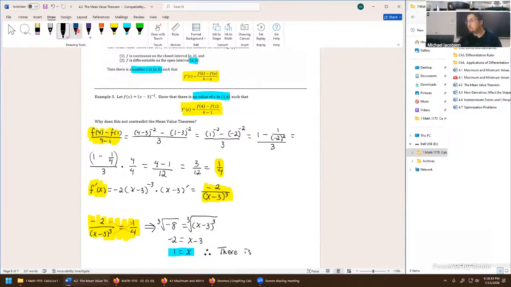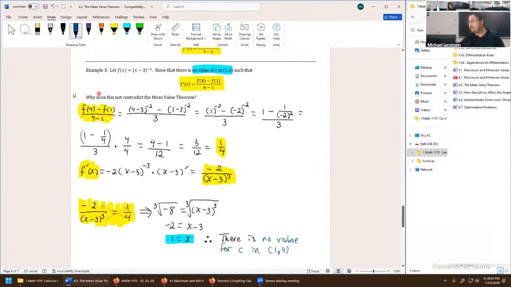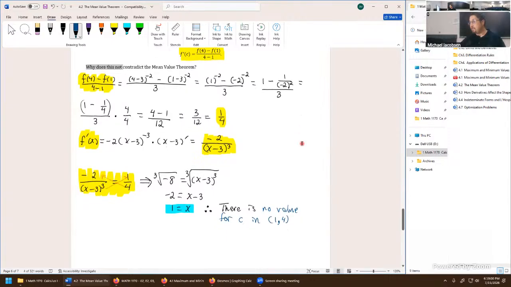there is no value for c in the open set from 1 to 4, which excludes 1 specifically and also 4. We didn't do anything wrong in the calculus nor the algebra, but there's a contradiction here. But maybe not. It says, why does it not contradict the mean value theorem?